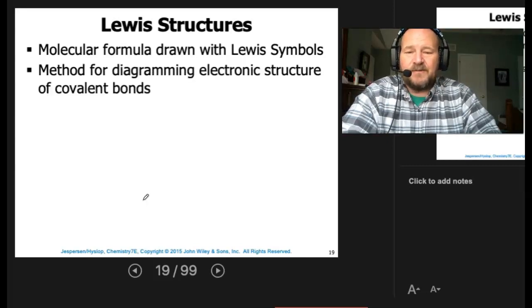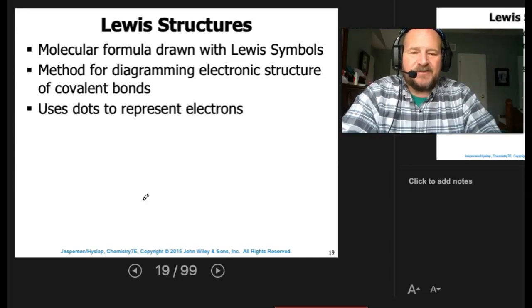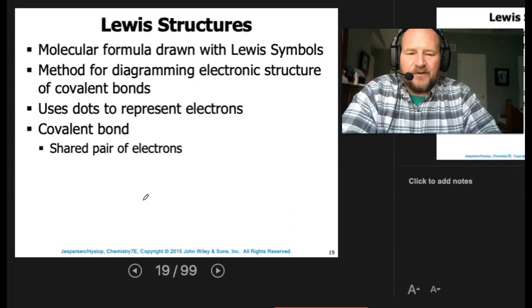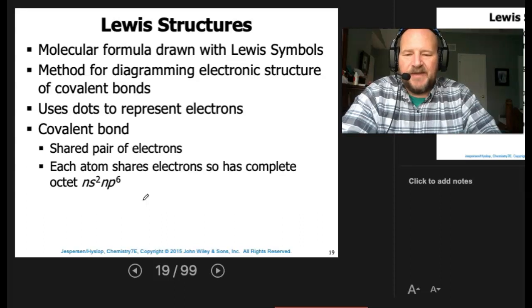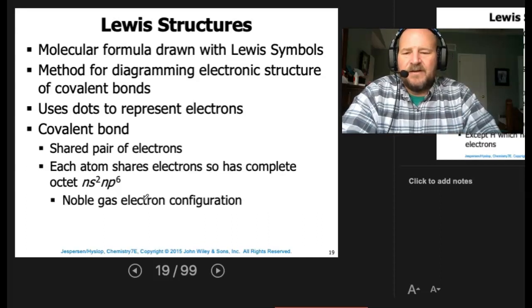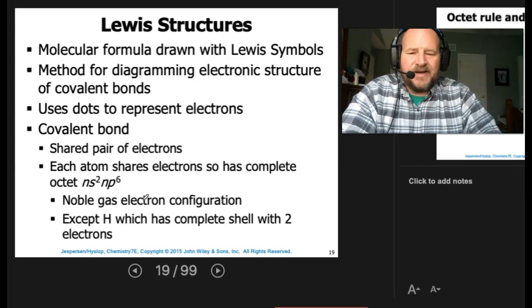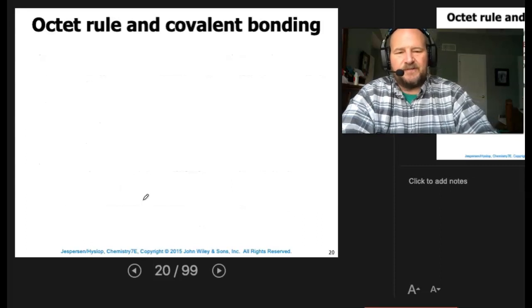So now we're going to have covalent bonds, multiple atoms, and we're going to show how they're linked up using dots to represent those electrons. So again, for a covalent bond, we're going to have to share pairs of electrons. So each atom will share an electron so it has a complete octet, which means we're trying to get 8 electrons around each atom. That way they'll meet the noble gas configuration. Of course, the exception here is going to be hydrogen, which only needs to gain 1 electron to have 2 in its outermost energy level.